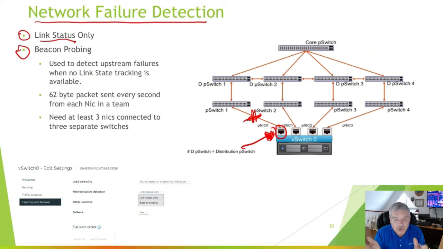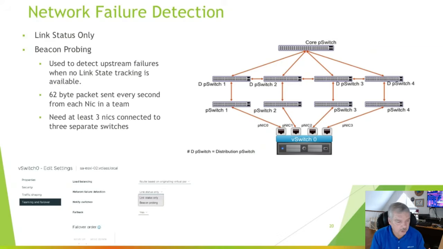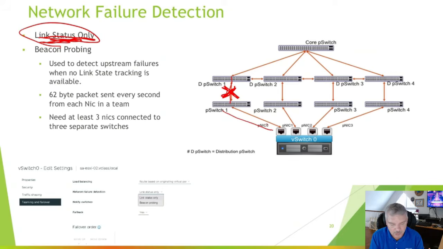Pretty straightforward, okay? The problem with link status only is, if this link up here fails, so I cannot get down to this physical NIC, we don't detect that failure, right? So that NIC light would still be on. So we're going to be sending packets out of there, and it's not going to get to its destination. So the host is going to think it's good because the link light's still on.